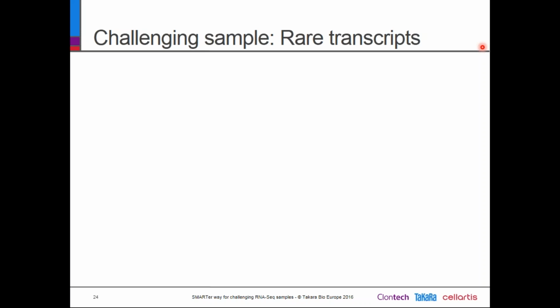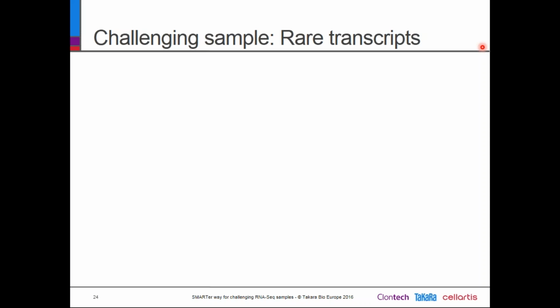So the last challenging sample that I will mention today is rare transcripts. Let's say that you are interested in studying a transcript that is very rarely found, or some specific alternative splicing isoform that has very low frequency, or a rare event like a gene fusion. So when you have this kind of rare transcripts that are difficult to identify in a whole transcriptome analysis, you can decide to do a target sequencing approach.